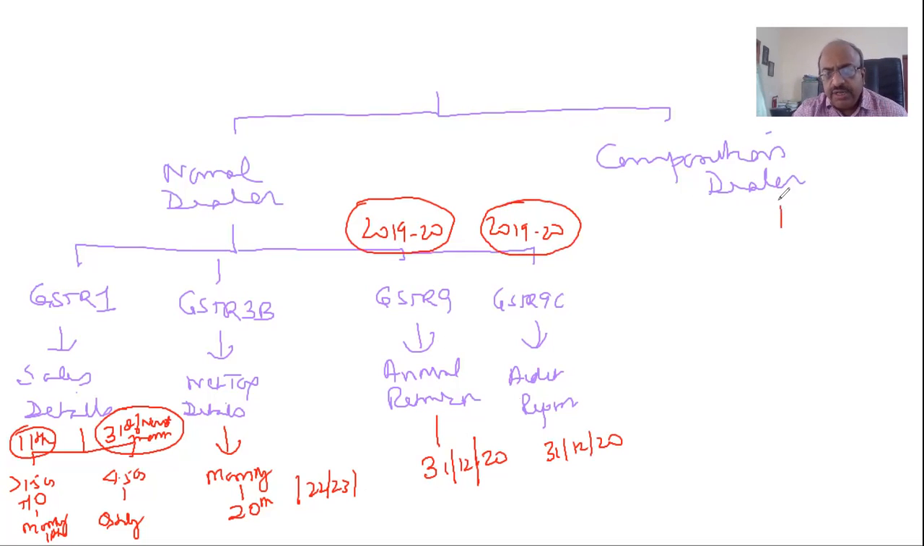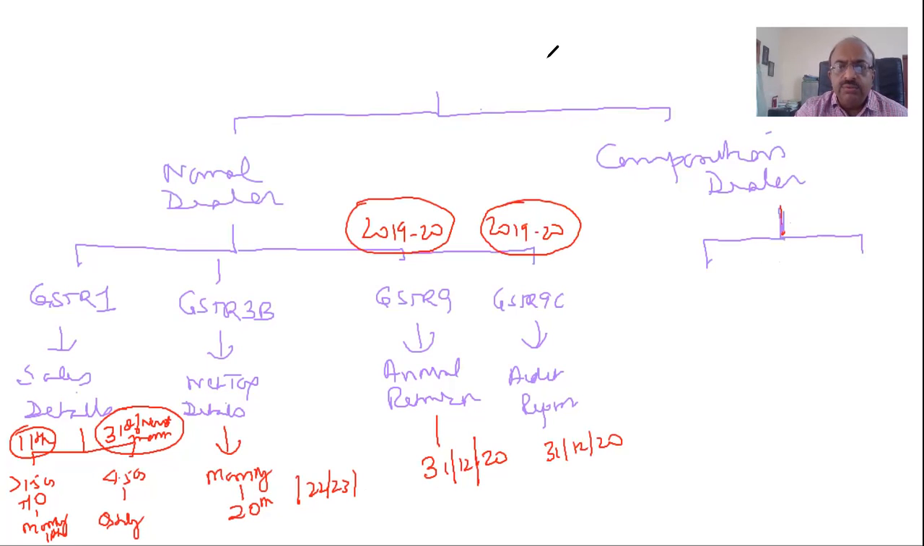For a composition dealer, again there is sales, but he doesn't have to give it, because a composition dealer generally cannot issue a B2B invoice. That means he cannot pass on input tax credit. Therefore he doesn't have GSTR 1 and 3B and all that. He has got only GSTR 4 or 4A, whatever one of them, I don't remember the name. Well, check. Only one return.